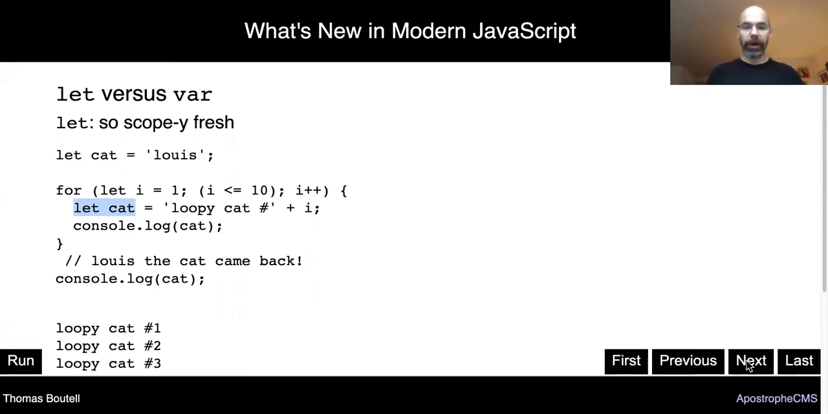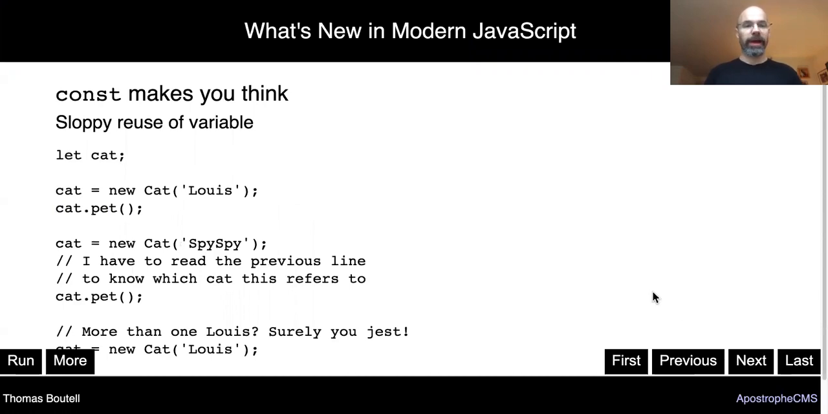All right, so I'm going to go on to const. The nice thing about let, of course, is it lets you have more than one variable. But the nice thing about const is that it stops you from having more than one, from reassigning to the same variable. So when does this come in handy? When would you want to prevent someone from reassigning to a variable?